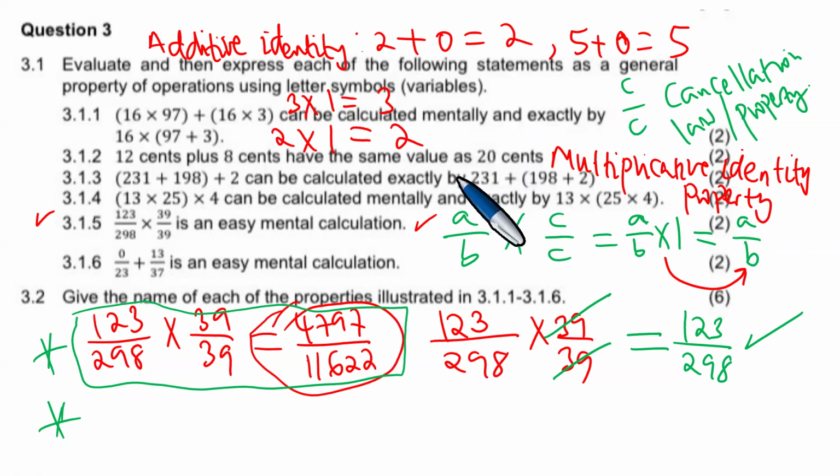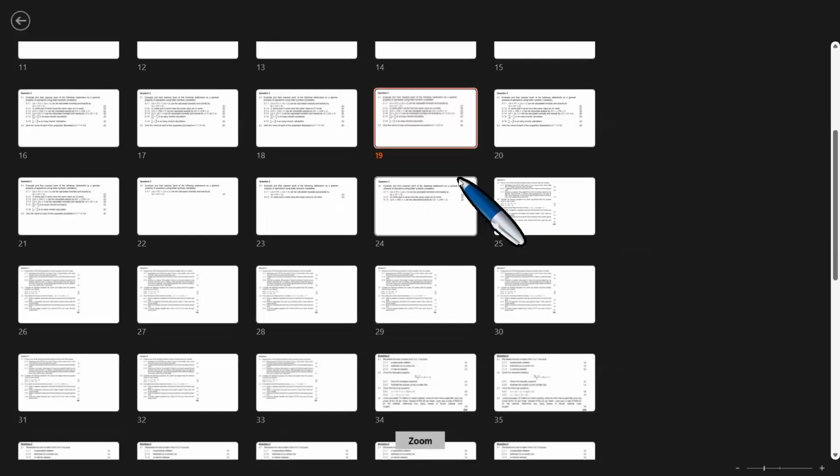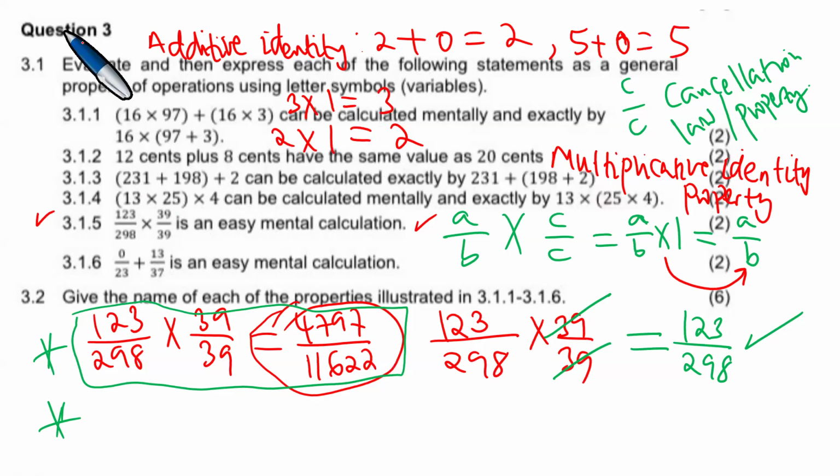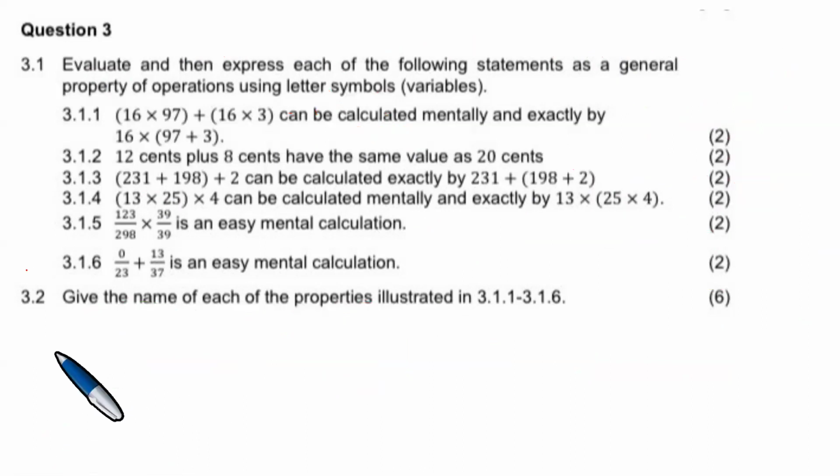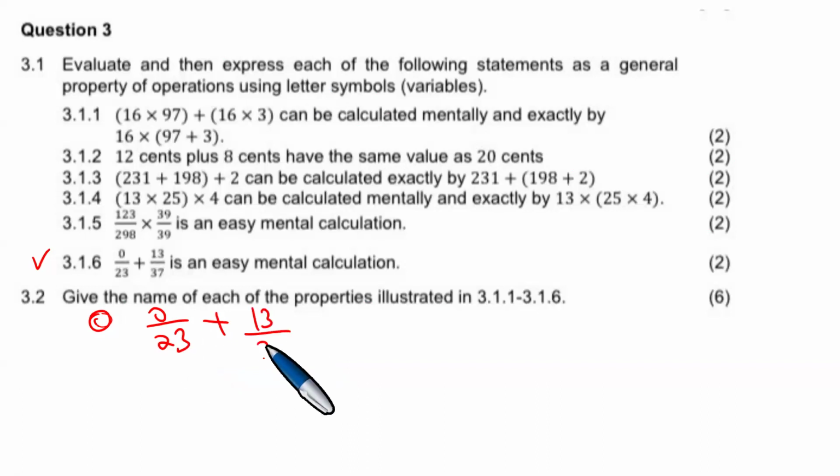Let's look at the next question, 3.1.6. It is as follows: 0 divided by 23, plus 13 divided by 37. This is 3.1.6, that's the question.